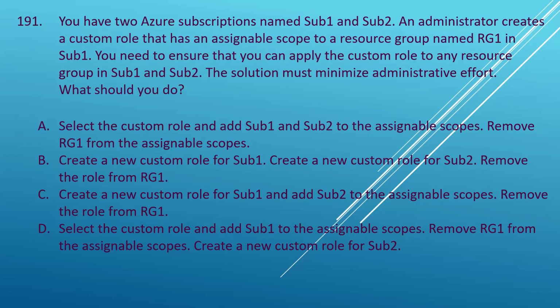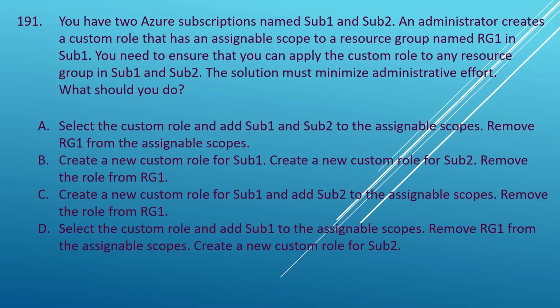What should you do? Your options are: Select the custom role and add Sub1 and Sub2 to the assignable scopes. Remove RG1 from the assignable scopes. Or create a new custom role for Sub1, create a new custom role for Sub2, and remove the role from RG1. Or create a new custom role for Sub1 and add Sub2 to the assignable scope, and remove the role from RG1. Or select the custom role and add Sub1 to the assignable scopes, remove RG1 from assignable scopes, and create a new custom role for Sub2.